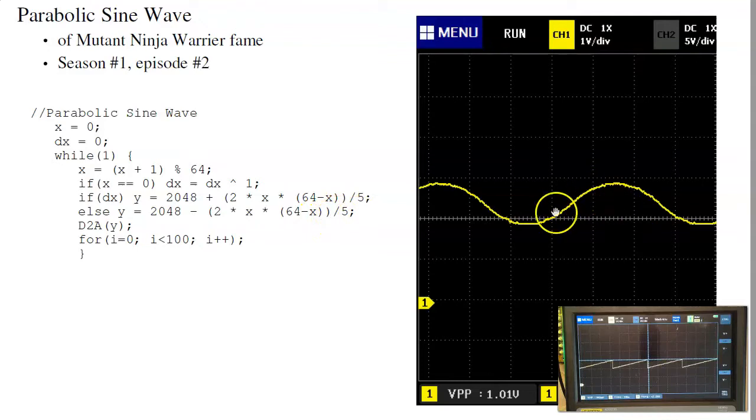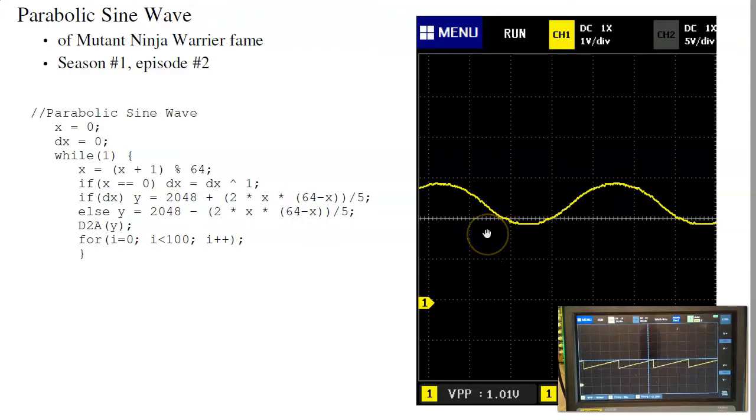Correction, 128-point sine wave. So 0 and 64 are right here. The peak is at 32. I'm going to scale it so that the peak is the amplitude, or half the peak to peak, offset by the midband voltage 2048. These are actually parabolas. That's a parabolic sine wave.